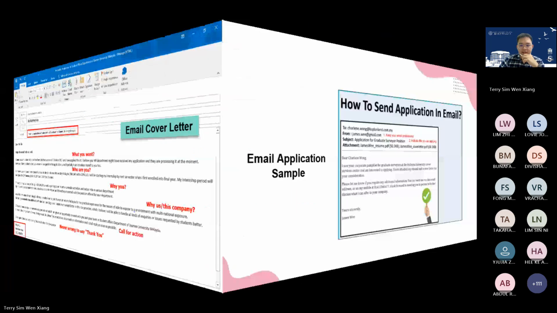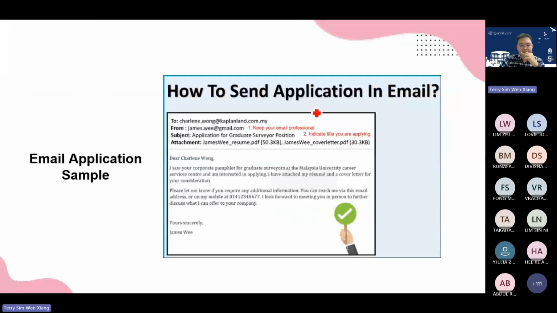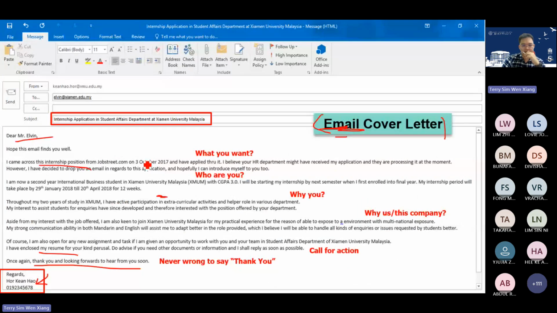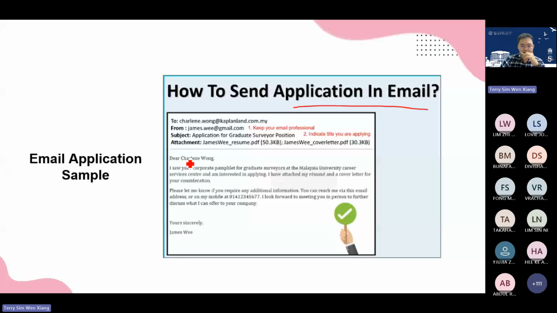Next part. This is an application in the email. You can choose either this one or the previous one. They're much similar, I can say. But the application letter is for when you saw them posted on LinkedIn maybe, and then you approach them via LinkedIn. Then they didn't reply to you for a few days.